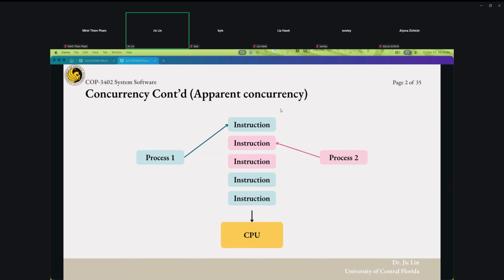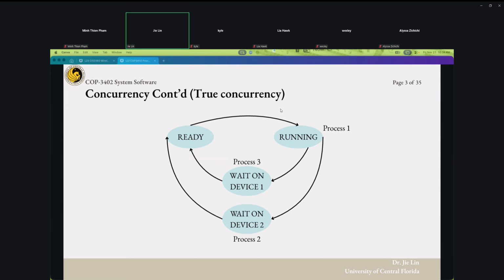This is exactly how apparent concurrency works. Simply remember, apparent concurrency means there is no true parallel execution happening. It's just very efficient task switching. Next, we are going to see how true parallelism differs in a multiprocessor system.